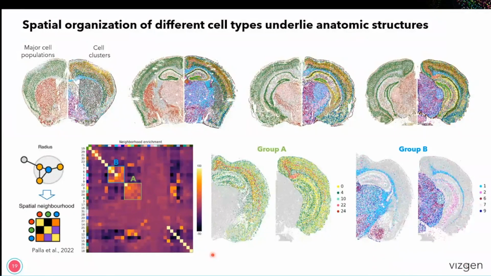On the other hand, the cell clusters on the right side with different gene expression represent fine anatomic structures. For example, you can see different cortical layers and different subregions of the hippocampus.